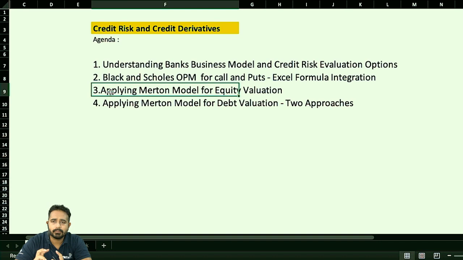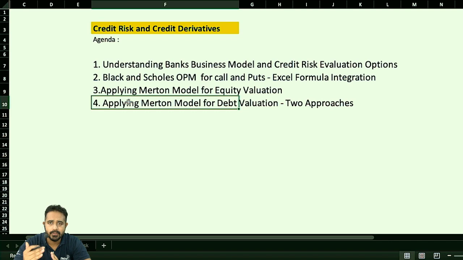So we'll go to something called the Merton model, and we'll use that for equity valuation. Then we'll take the same Merton model and use it for debt valuation. There are two methods which are being proposed, both based on derivatives, and we'll look at the two different approaches of reaching the same conclusion. All right, so that's the agenda, and with this background, let us get started. It's going to be a fun session in general. It is also going to be numerically intensive and conceptually intensive.